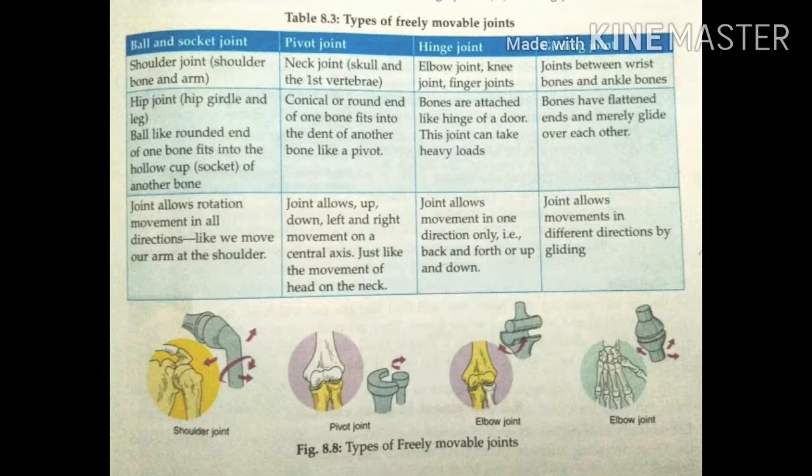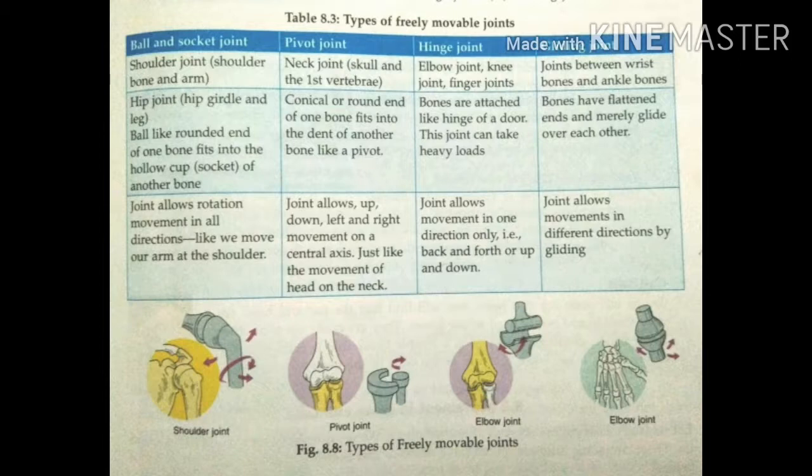Next one, hinge joint. Elbow joint, knee joint and finger joints are examples of hinge joint. Next one, gliding joint. Joints between wrist bones and ankle bones.